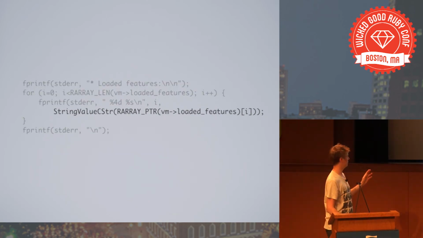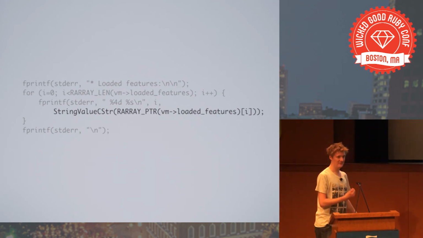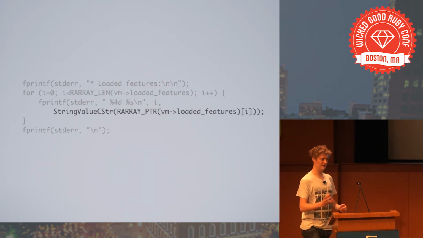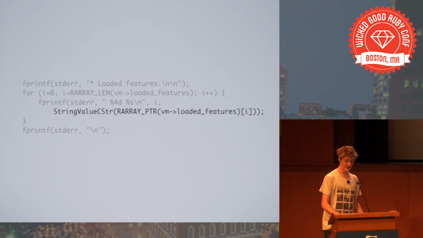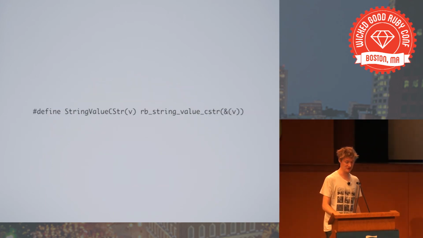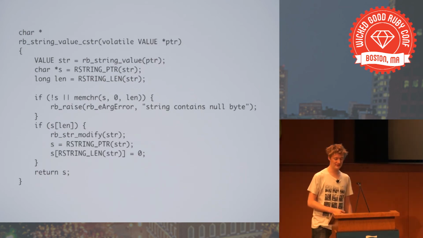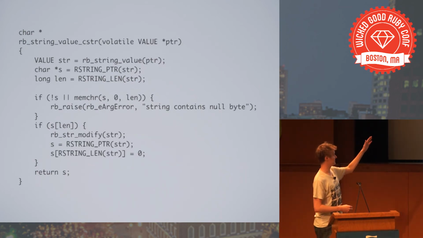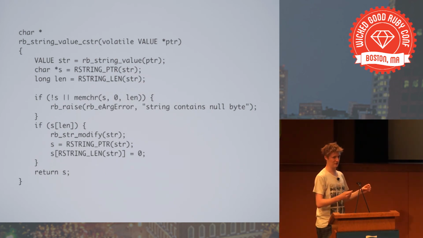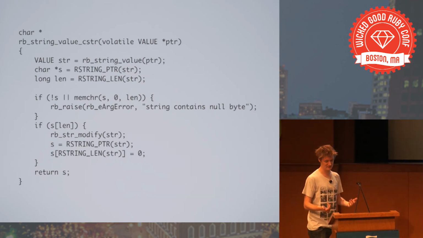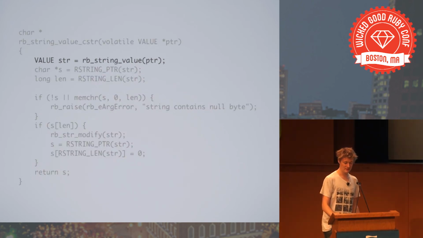So let's look at this call a little more closely. VM loaded features is the way the VM refers internally to the loaded features global. It calls StringValueCStr on it, which is actually a macro which calls rb_string_value_cstr, which looks a little something like this. It calls rb_string_value on the pointer you pass in, then does some type checking and makes sure the string's correctly null terminated, so you get a C string back. But this call is something we're going to look into a bit more closely.